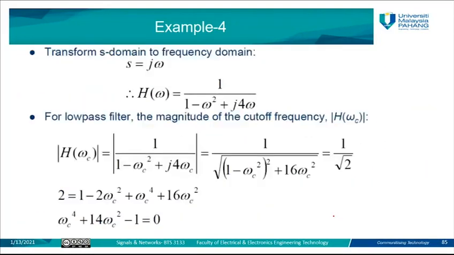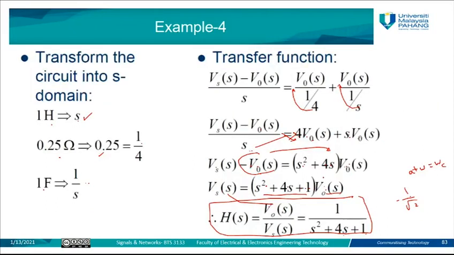As you can see here, this is our transfer function: H(omega) equal to 1 over 1 minus omega squared plus j 4 omega. We substitute for each s here: this is (j omega) squared, and here j omega, correct? (j omega) squared means j squared omega squared, which will be minus omega squared.